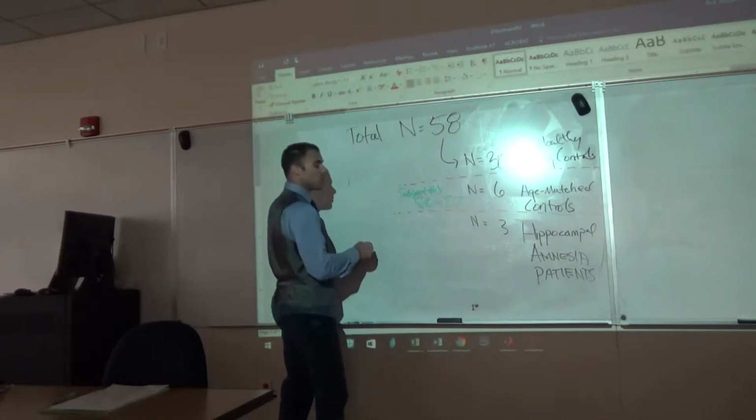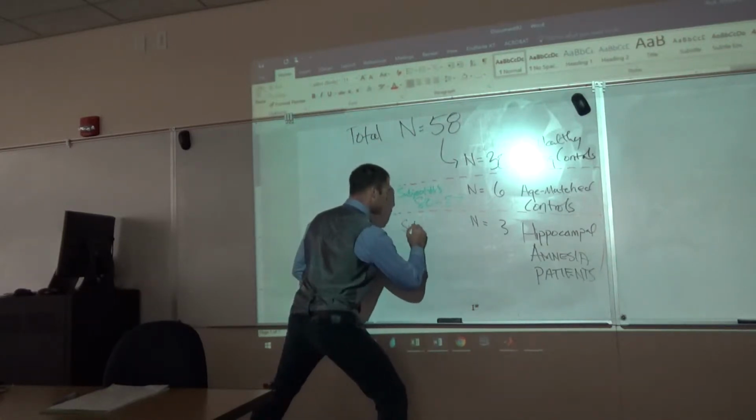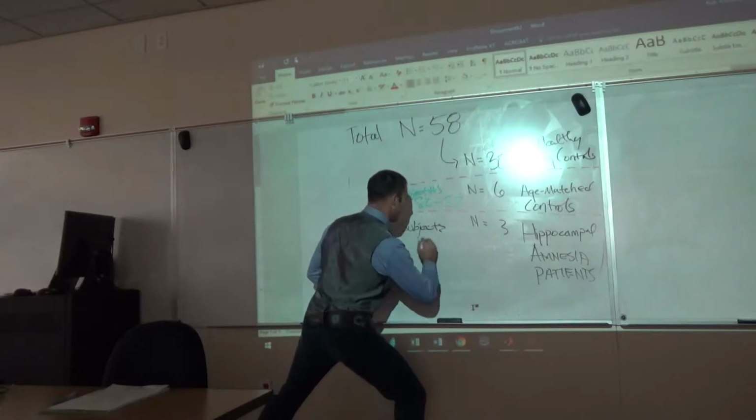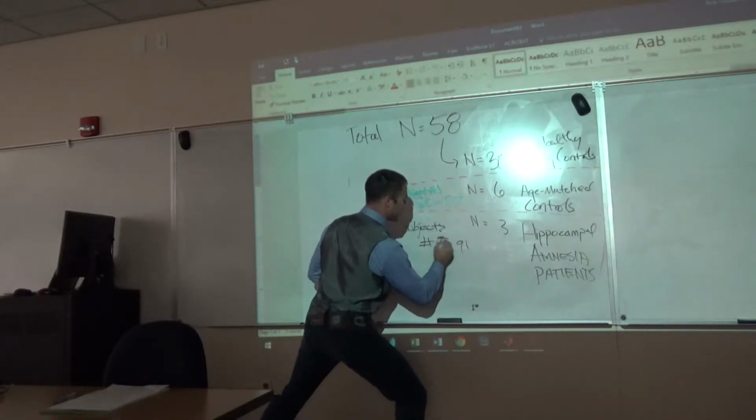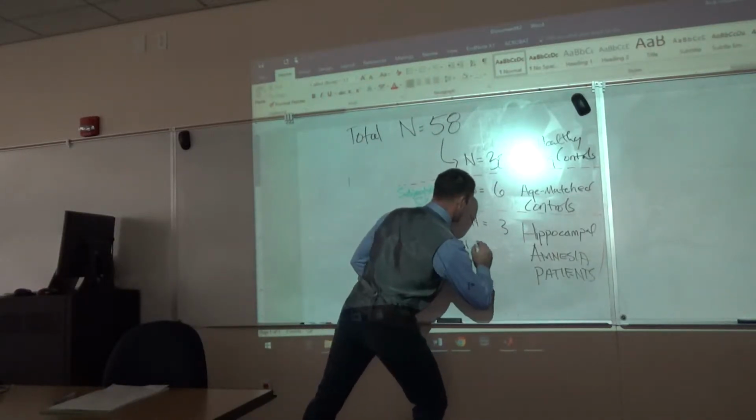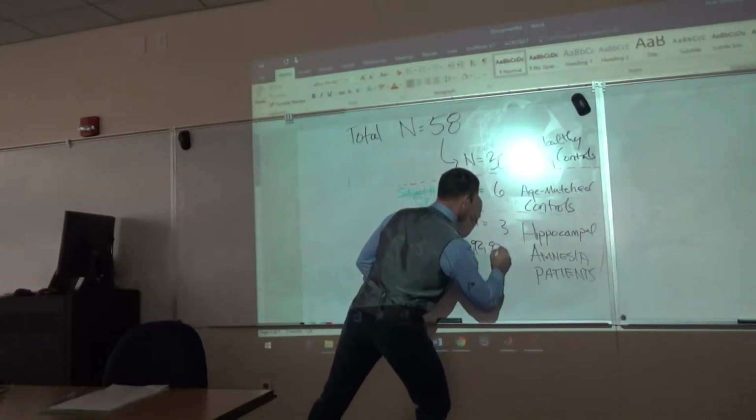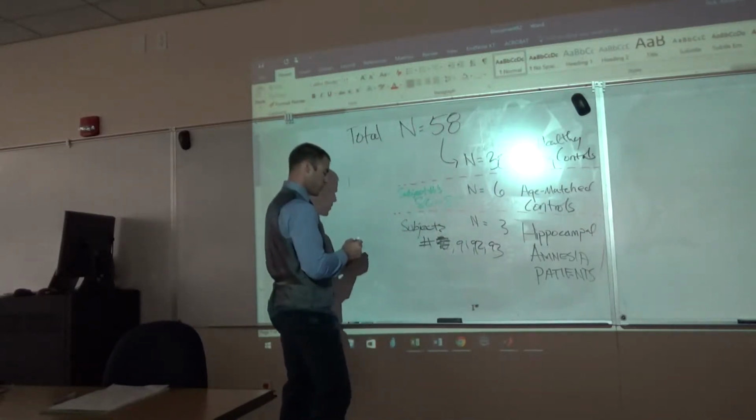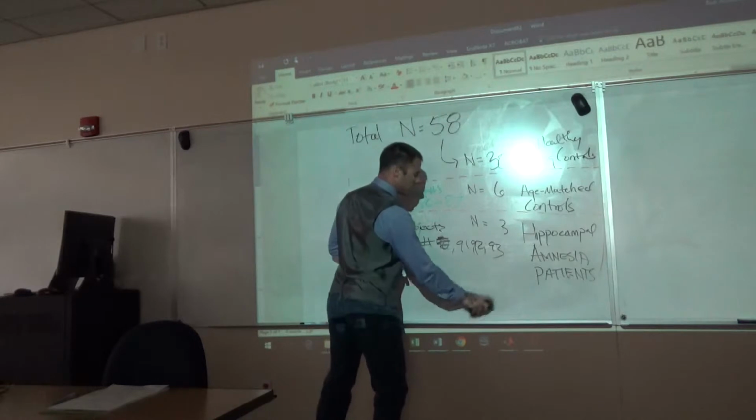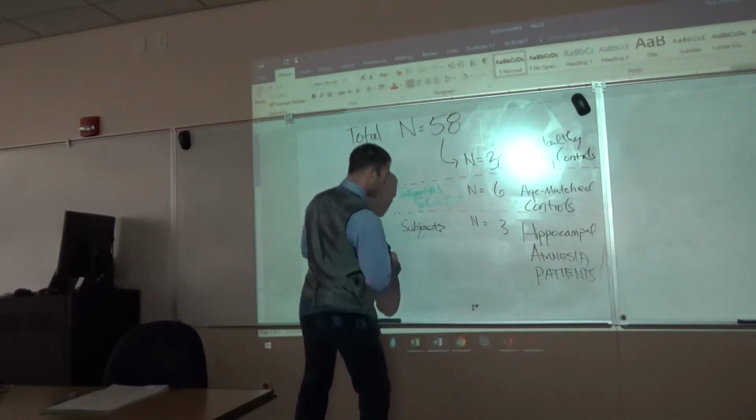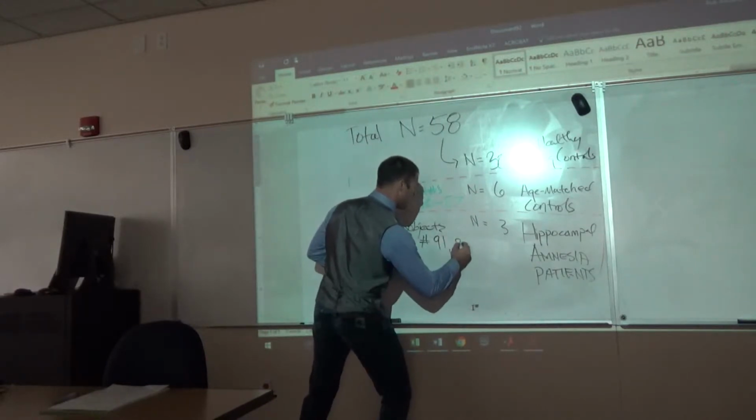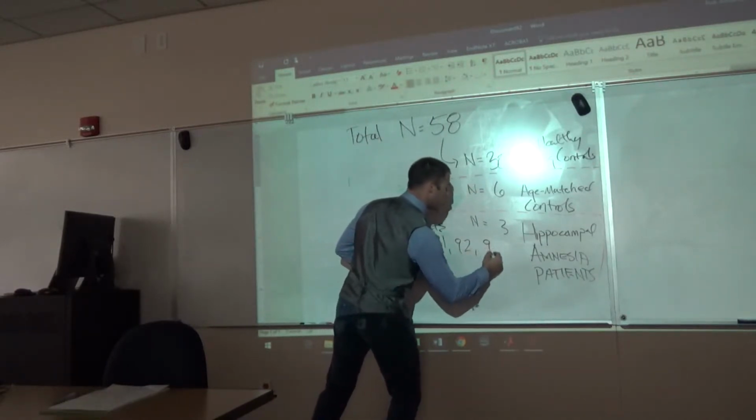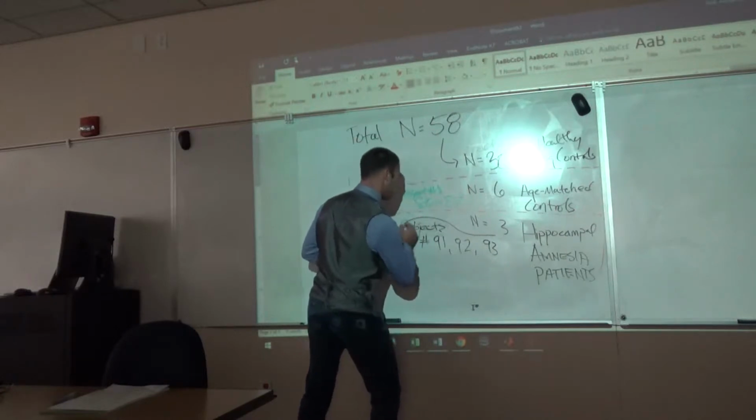Our hippocampal amnesia patients are subject number 90, 91, or actually it's not 90, I think it's 91, 92, and 93. Okay, here, I'll write that a little bit more clean. That's so sloppy. Subjects number 91, 92, and 93.